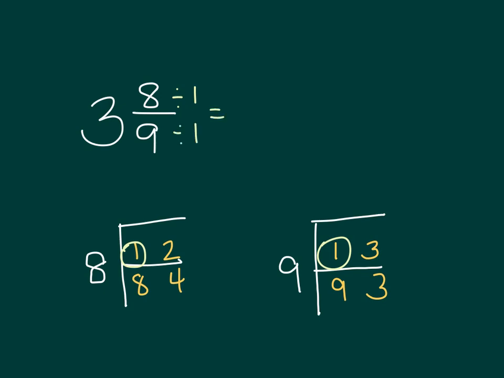Why would we? Look, 8 divided by 1, what do you get? You still get 8. 9 divided by 1, you still get 9. You have not changed your fraction at all. If the only thing you can divide both of these numbers by is a 1, then you're done. You're at your simplest fraction.